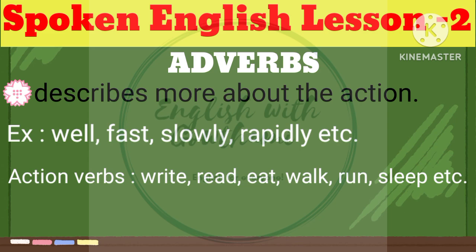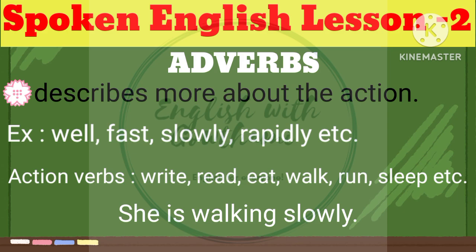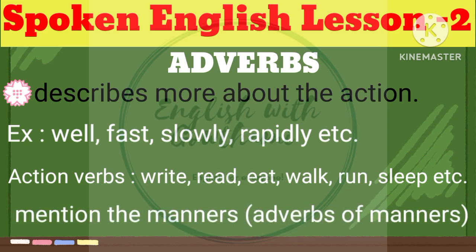For example, if we are eating slowly, eating is a verb and slowly is the adverb. She is walking slowly. Walking is the verb and slowly is the adverb. I hope you understood. All these mention the manner of a particular action, so these are called adverbs of manner.